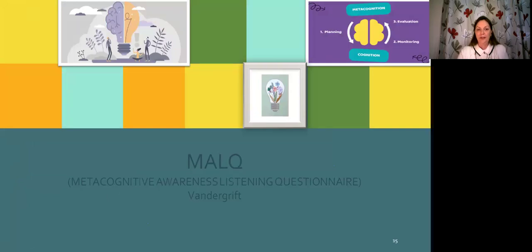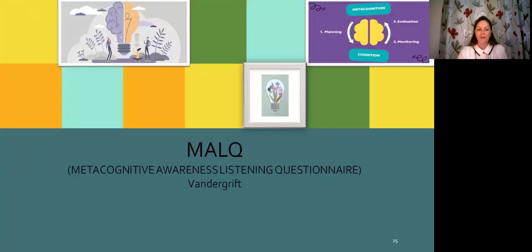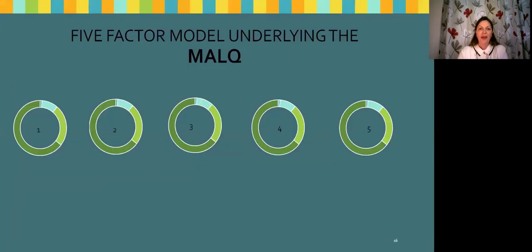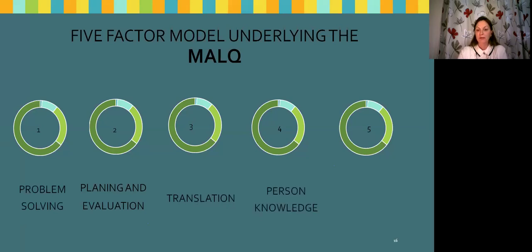Now I will tell you about the instrument that I used for my pilot research. It's taken from Vandergrift. It's called MALQ, Metacognitive Awareness Listening Questionnaire. And that questionnaire has 21 items, 21 statements. And there are 5 factors underlying this instrument. The first is problem solving, planning and evaluation, translation, person knowledge, directed attention.